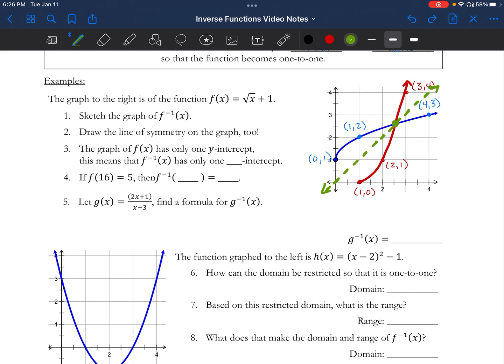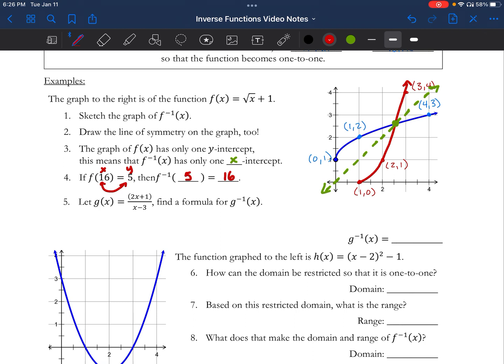Let's see, a couple other things we need to talk about. So number 3, the graph of f of x has only one y-intercept. That's here at (0, 1), which means that the inverse, if I switch it, is going to have only an x-intercept. The same idea applies if I reverse it. If the original function has an x-intercept, then the inverse is going to have a y-intercept. They just switch. Also, f of 16 equals 5, which it does, because the square root of 16 is 4, plus 1 gives me 5. Then f inverse is just going to switch them. So notice in this case, the x value was 16, that's going to be my y value, and the y value was 5, so that's going to be my x value. So again, they just switch.